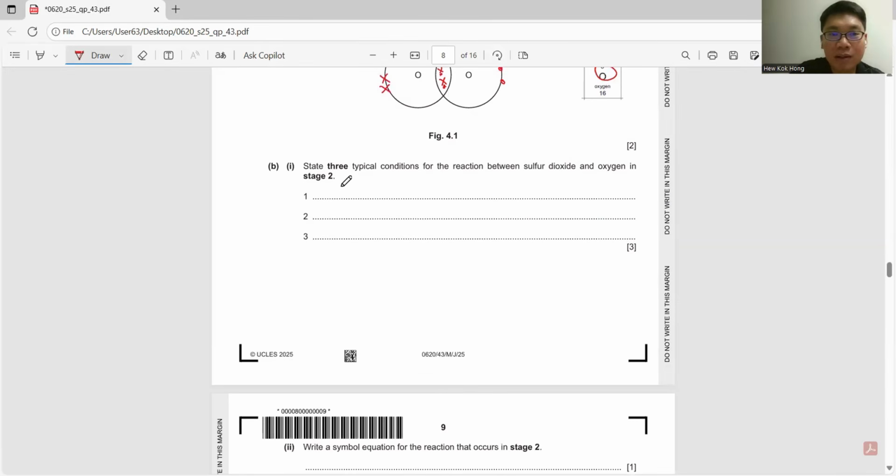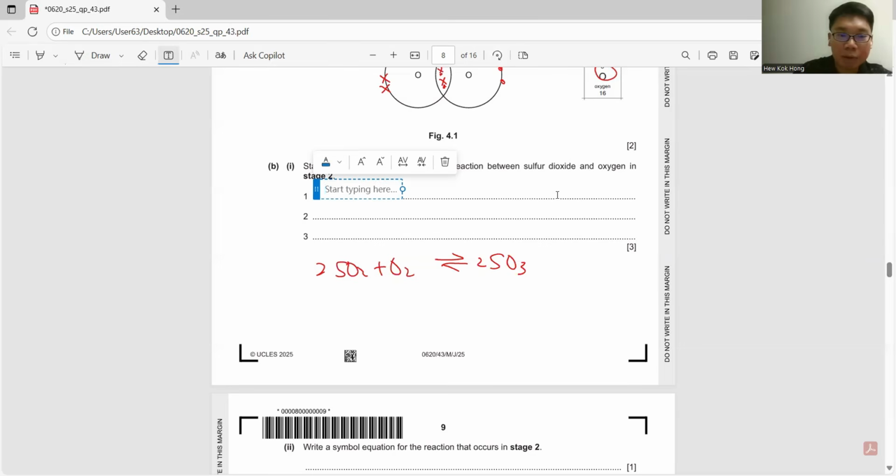B1, state 3 typical conditions for the reaction between sulfur dioxide and oxygen. This process needs high temperature, pressure, and also catalyst. We need to list down all of them. Temperature is 450 degrees C. Pressure, you can write 200 kilopascal or 2 atmospheric pressure. Last, catalyst, we use vanadium(V) oxide.